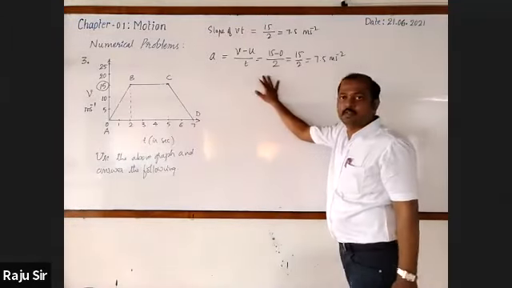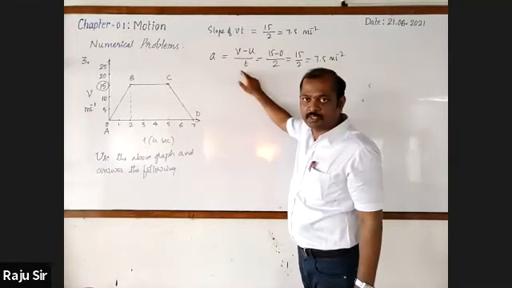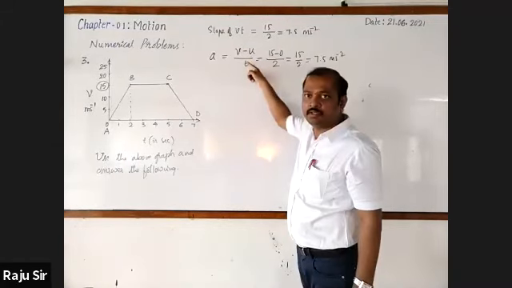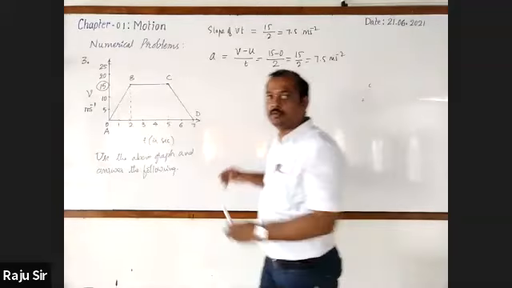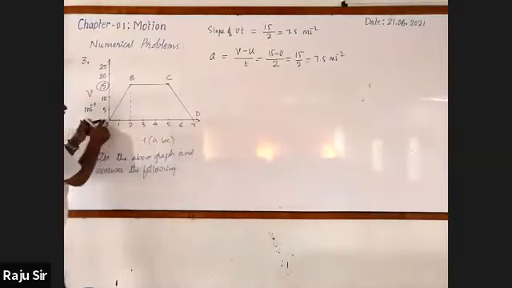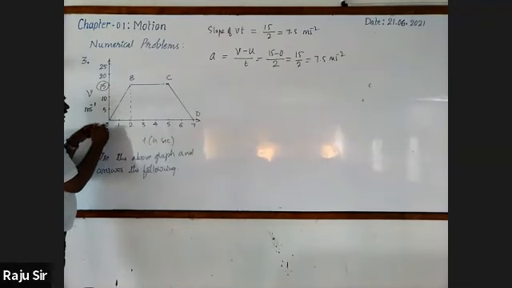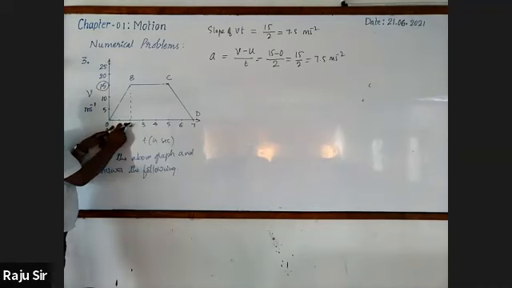I'll explain it. Acceleration is change in velocity by time taken. Change in velocity is v minus u. Then t is time taken. Observe. We know that AB represents acceleration in 2 seconds, the acceleration of the body.